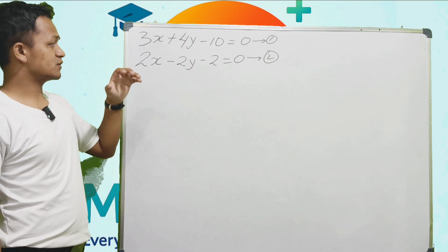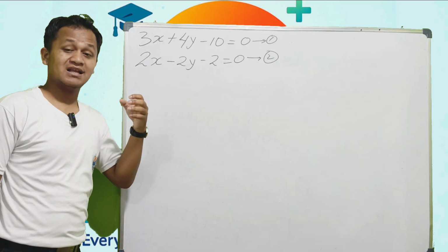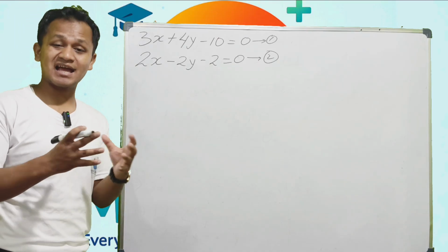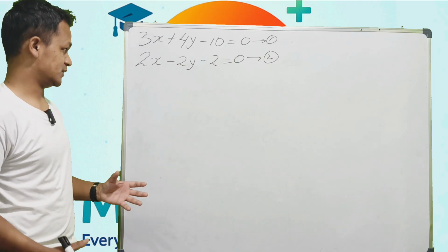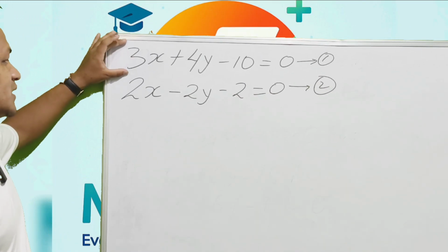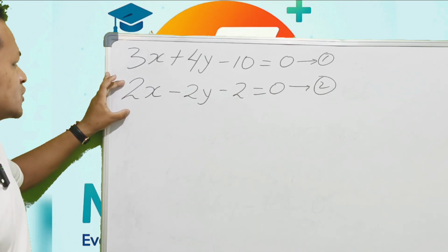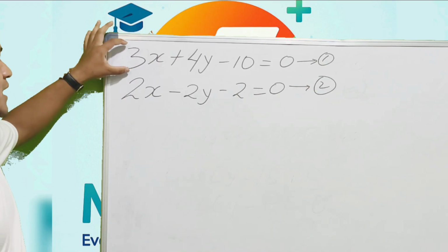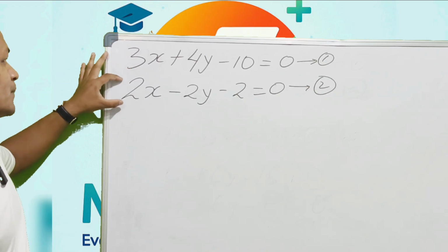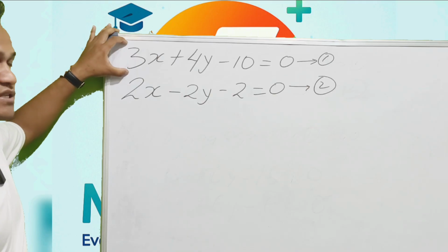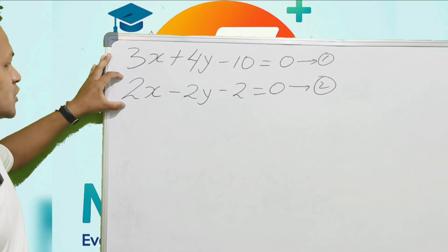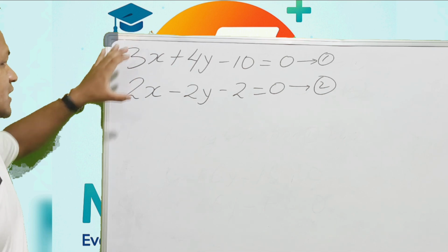The first thing that you have to do while doing the elimination method is to eliminate either the x term or the y term. So here let us eliminate the x term first. In order to eliminate the x term, we have to make the coefficient of x equal. As you can see, the coefficient of x is 3 in equation 1, whereas in equation 2 the coefficient of x is 2.